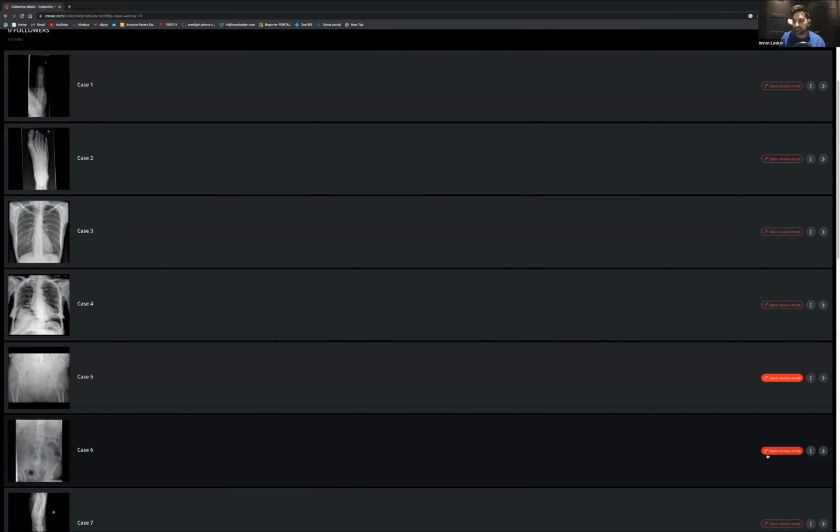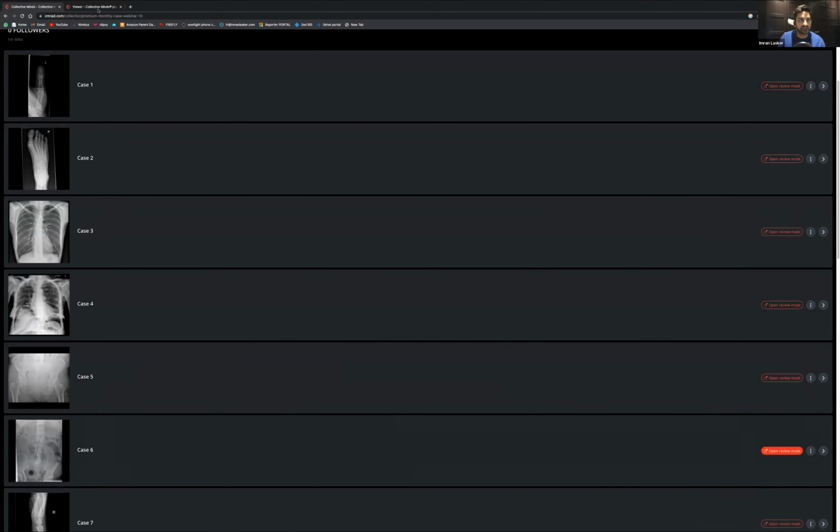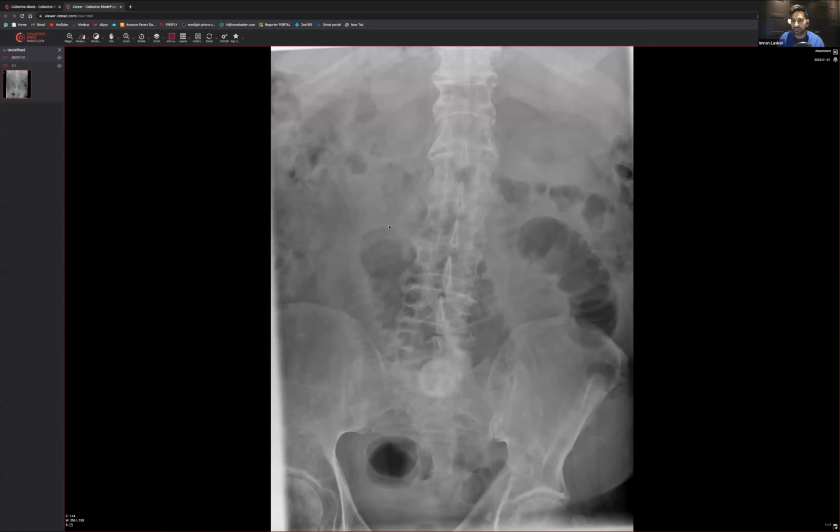Okay, so let's have a look at the next case. So this is an abdominal film, and this is a two-part case. So first off, can anyone just tell me what they think is going on? Tell me what you think is happening while I try and see if I can get my pen working again. Okay, yeah, exactly.